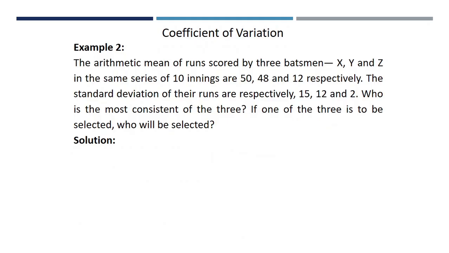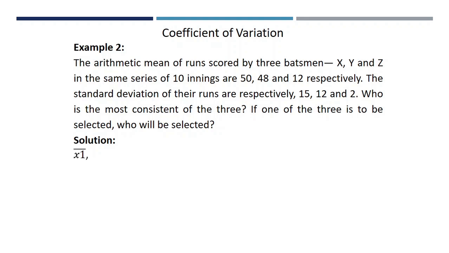Another example. The arithmetic means of runs scored by 3 batsmen X, Y and Z in the same series of 10 innings are 50, 48 and 12 respectively. The standard deviations of their runs are 15, 12 and 2 respectively. Who is the most consistent of these 3 batsmen? If one of the 3 is to be selected, who will be selected? For this, we have to find the coefficient of variation, and the most consistent player is the one with the lower coefficient of variation.